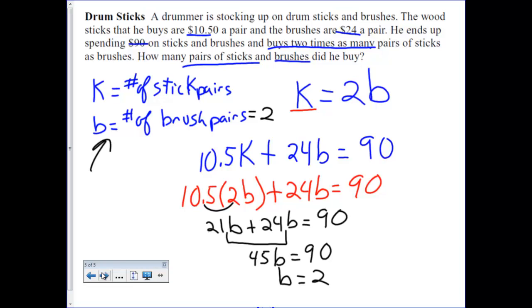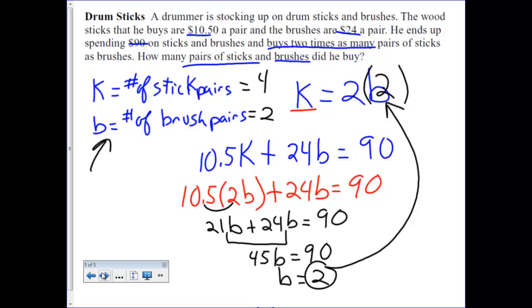And then how do I find out the number of sticks? We'll take our 2, substitute it back into one of our original equations. So in place of this b, we'll put a 2. 2 times 2 gives you 4. So he bought 4 pairs of sticks and 2 pairs of brushes.